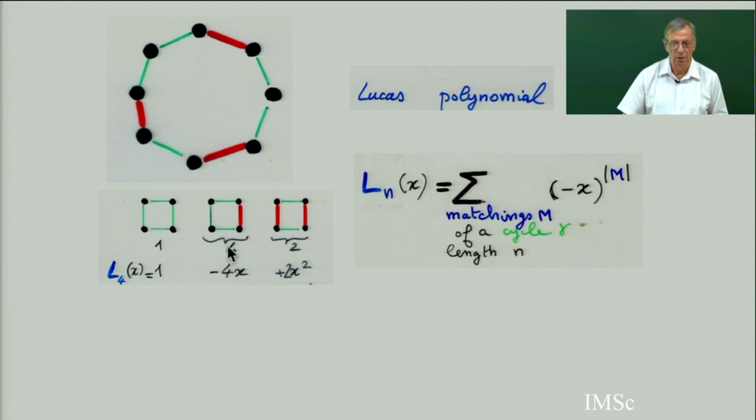For example, for the cycle of size 4, the Lucas polynomial is 1 minus 4x, since there are 4 possible ways to put an edge, minus 2x², since there are 2 possible ways to put 2 edges. When the graph is totally covered by edges, this is called in graph theory a perfect matching. There is no isolated point. So the perfect matching is the constant term of all this matching polynomial.